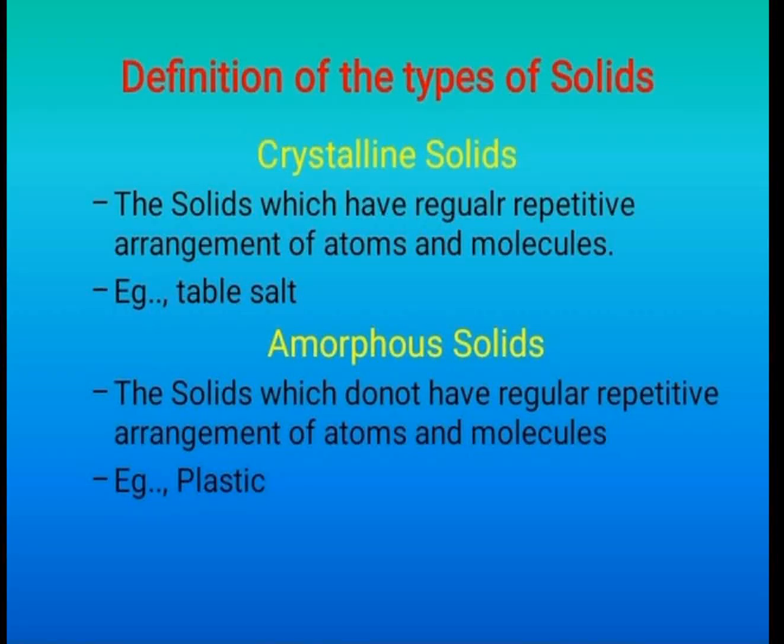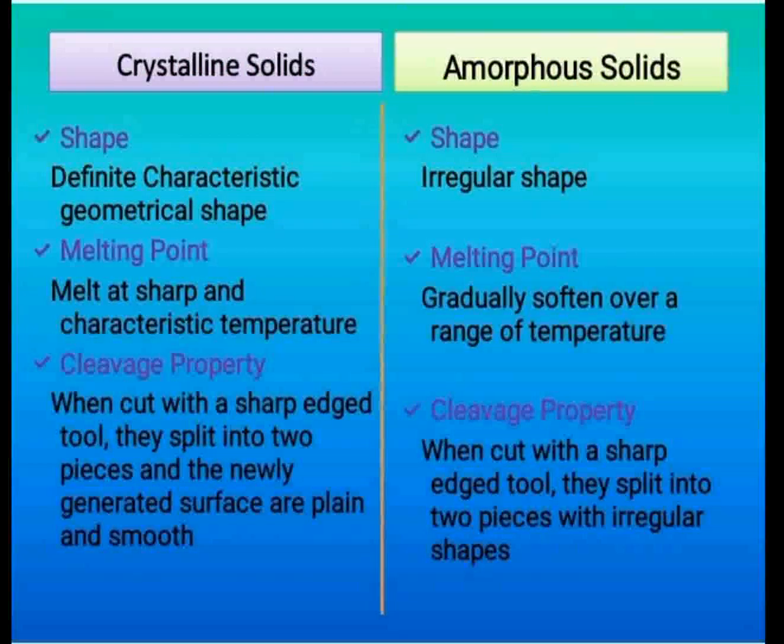Crystalline solids are the solids which have a regular, repetitive arrangement of atoms and molecules, for example, table salt. Amorphous solids are the solids which do not have a regular, repetitive arrangement of atoms and molecules, for example, plastic. The following points show the differences between crystalline solids and amorphous solids.